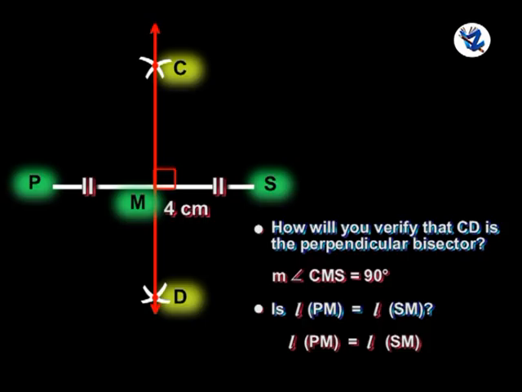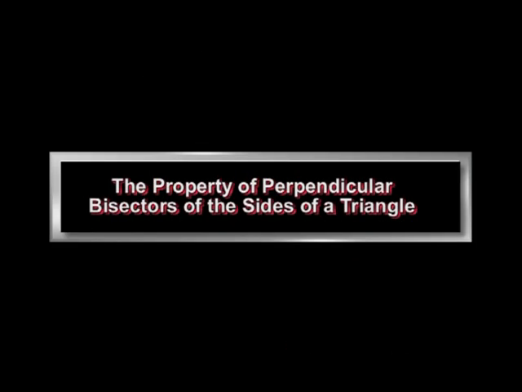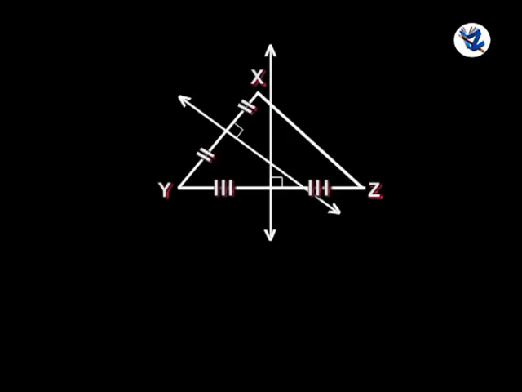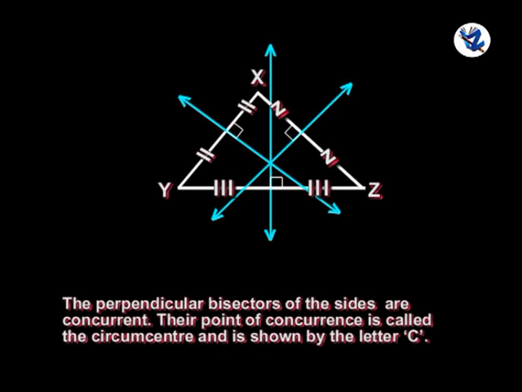of segment PS. Then the property of perpendicular bisectors of the sides of a triangle. Draw acute angle triangle XYZ. Draw the perpendicular bisectors of each side. What do you find? The perpendicular bisectors of the sides are concurrent. Their point of concurrence is called the circumcentre and is shown by the letter C.